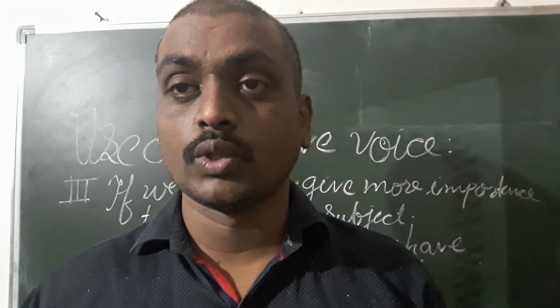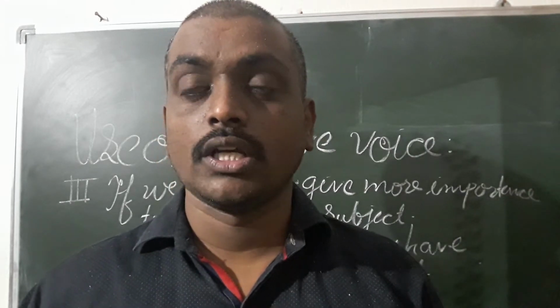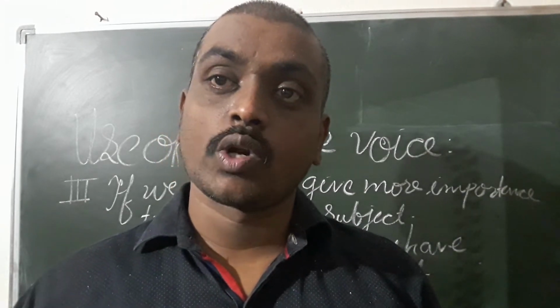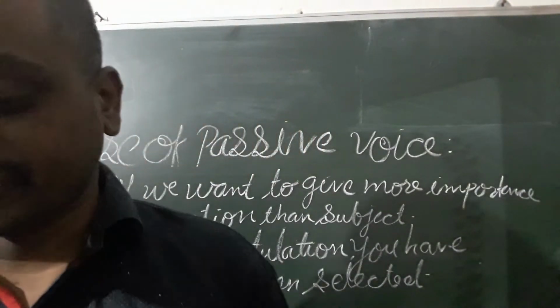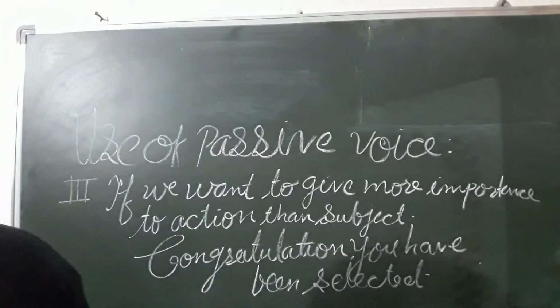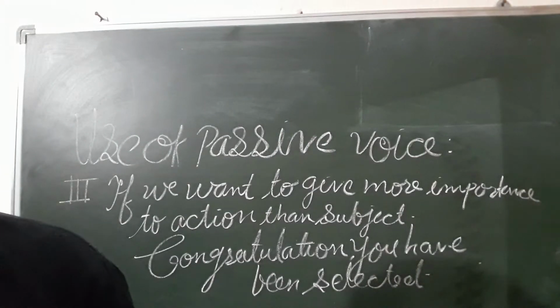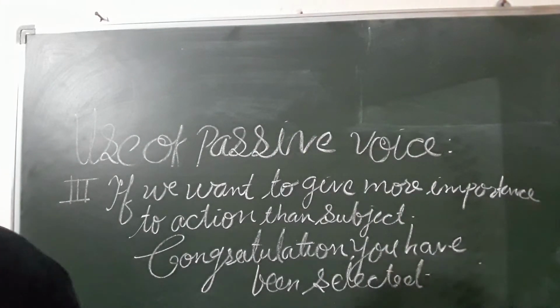And if we want to give importance to the action at the time when the doer of an action is unknown, just like my watch was stolen. So in this sentence, the doer of the action is unknown, so this sentence is said in the passive voice. Now another question comes: how to construct passive voice?